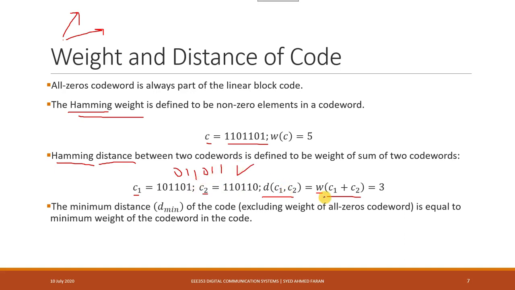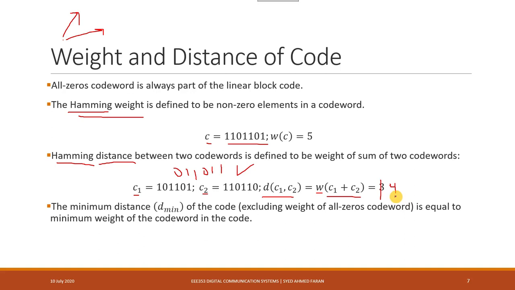So the weight is actually equal to 4, not 3, but that was a mistake. Its weight is equal to 4 because there are 4 ones in their sum. So this is the weight of their sum. The weight of the sum actually equals the distance between two code words. So to calculate the distance between two vectors, this is the indirect method that we are using.